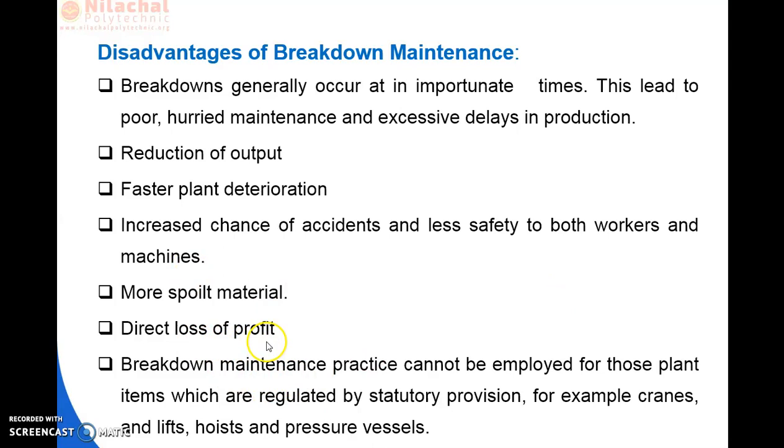There is also direct loss of profit. Breakdown maintenance practice cannot be employed for plant items which are regulated by statutory provision, like cranes, lifts, hoists and pressure vessels. In a crane we are using hooks. The hoists are made up of different materials, so breakdown maintenance cannot be used for them.